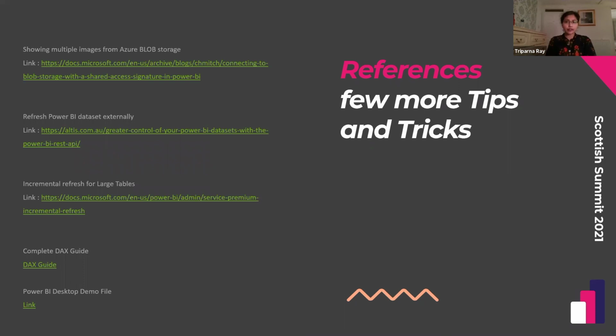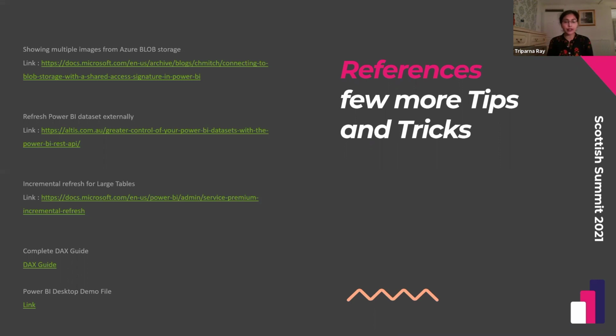Now coming to the further references for tips and tricks, one is the Azure Blob Storage for getting the dynamic map images and flag images, which I mentioned. This link will give us the step-by-step on how we can do that. Next one is refreshing a Power BI dataset externally. We have some requirements sometimes where we don't know when the data will be loaded. It may be weekly, it may be monthly, and we don't want to schedule it at a particular interval in Power BI service.